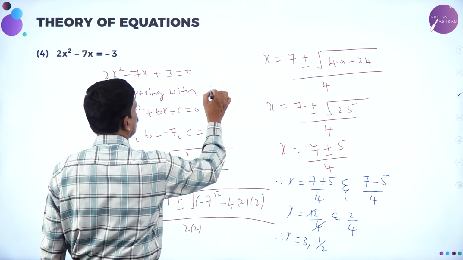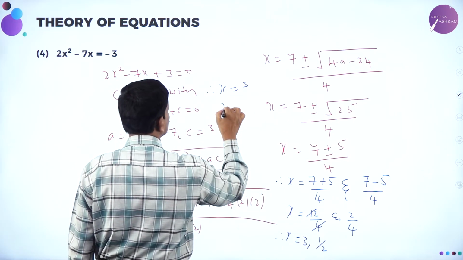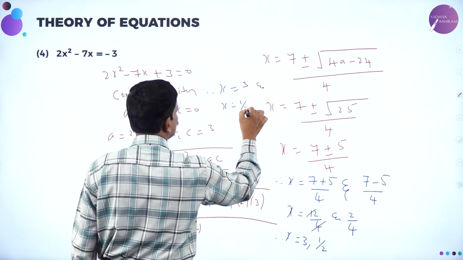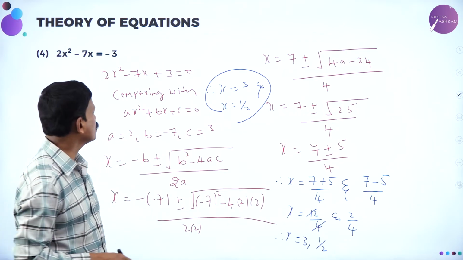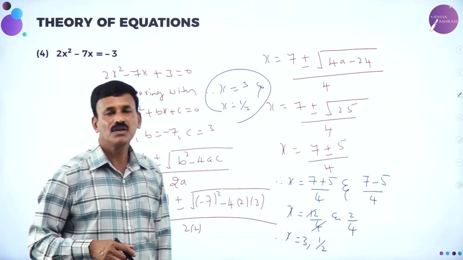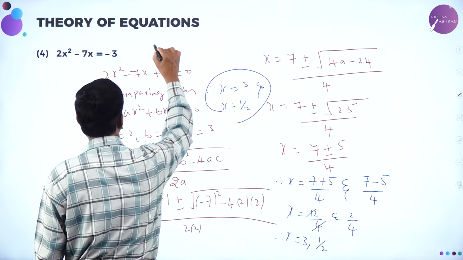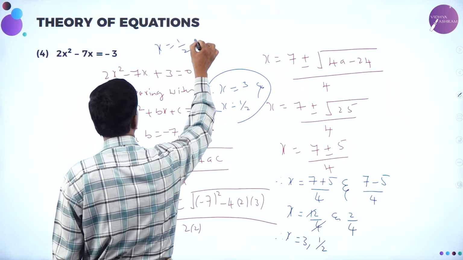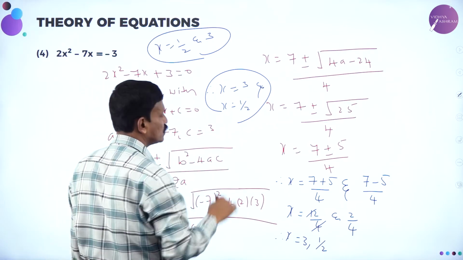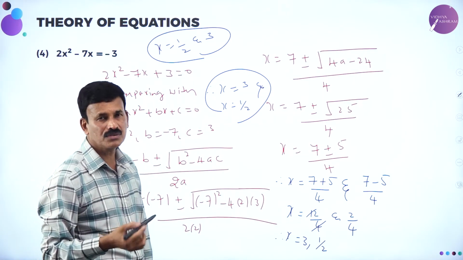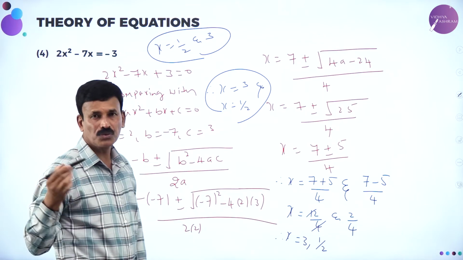So, therefore, the values of x, the roots are x is equal to 3 and x is equal to 1 by 2. That's all. The roots are x is equal to 3 and x is equal to 1 by 2. Okay. So, 1 by 2 and 3 are the roots for this. So, x is equal to 1 by 2 and 3 are the roots for the equation. Anything you can take, first 3 and 1 by 2 or 1 by 2 and 3. Okay, hope you followed.